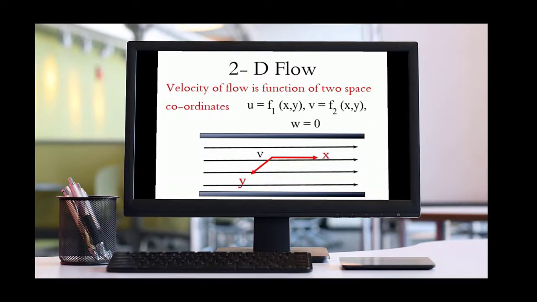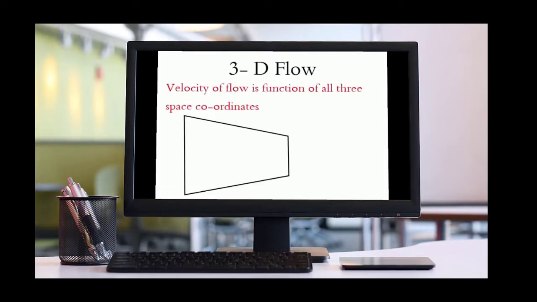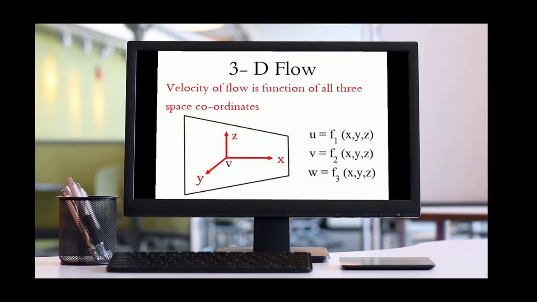Viscous flow between parallel plates is an example of 2D flow. The flow in which the velocity is a function of time and all three space coordinates is called three-dimensional flow. The flow in converging or diverging pipes or open channels is 3D flow.